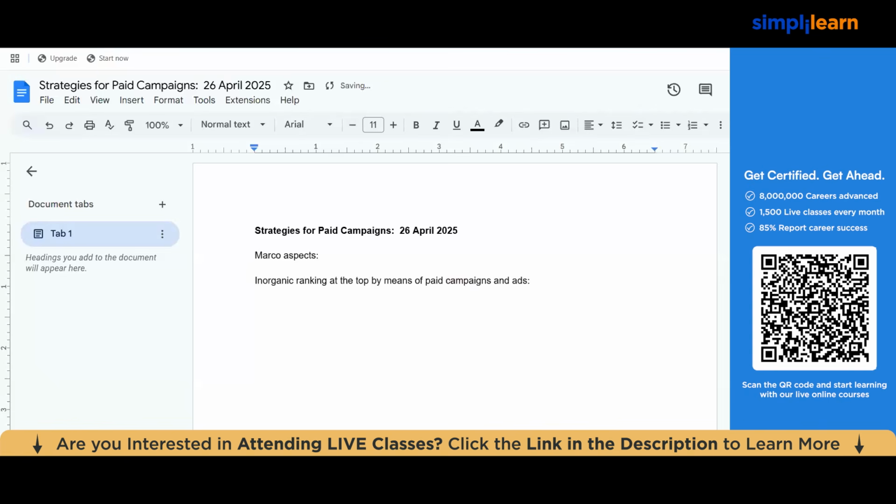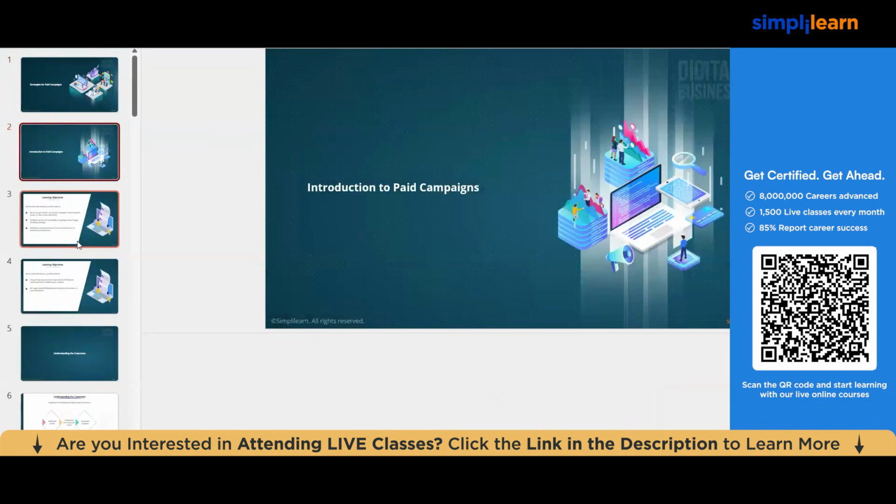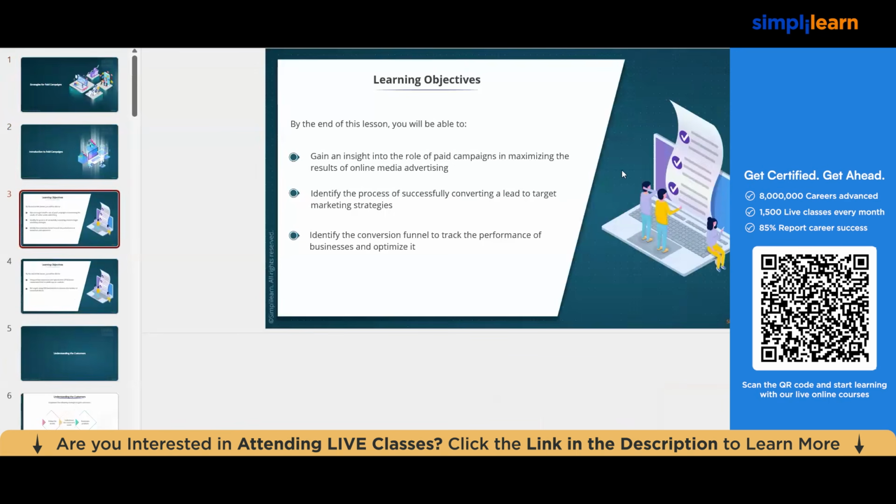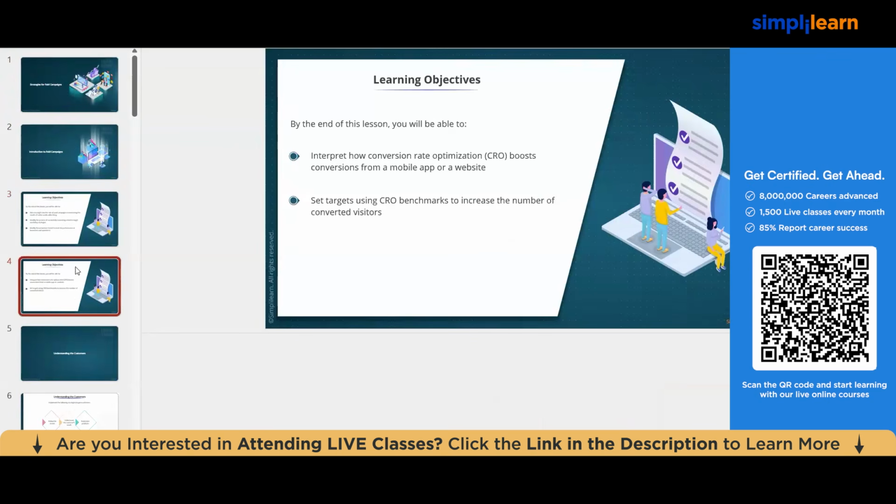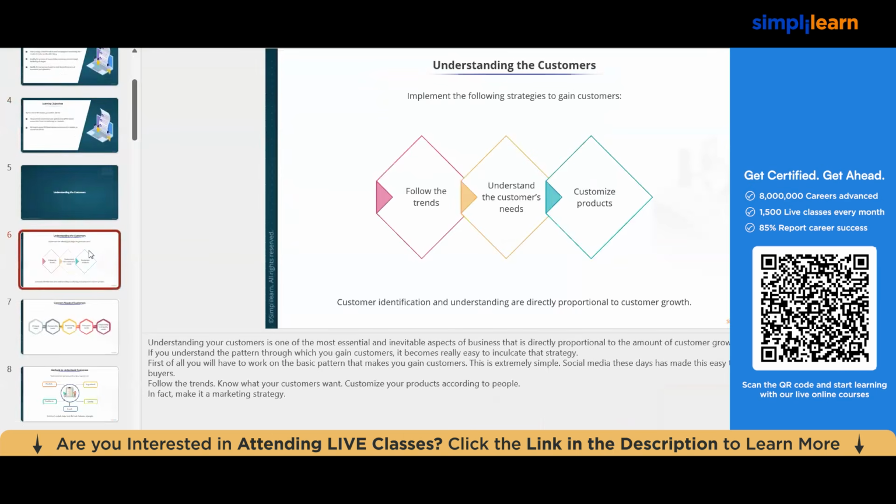So let's see some slides in this deck, and then I'll start sharing some aspects from my side as well, and we will then cumulatively make a worthwhile session today. Strategies for paid campaign. As I said, this is the topic over here: introduction of paid campaigns. So by the end of this session, most likely we'll be able to know what the role of paid campaign is in maximizing the result of online media advertisements, identify the process, and define the conversion funnel. We'll see to it how far we could reach, right?